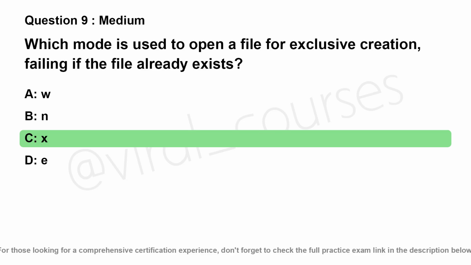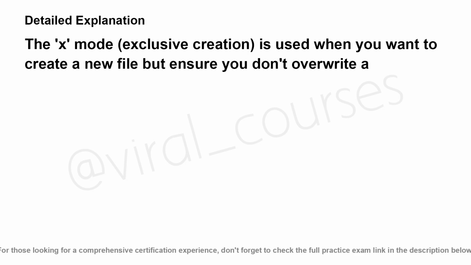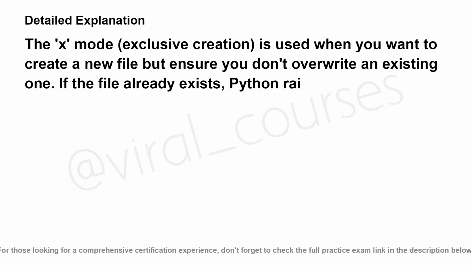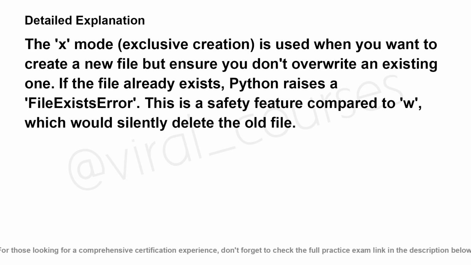The correct answer is C. The X mode, exclusive creation, is used when you want to create a new file but ensure you don't overwrite an existing one. If the file already exists, Python raises a file exists error. This is a safety feature compared to W, which would silently delete the old file.